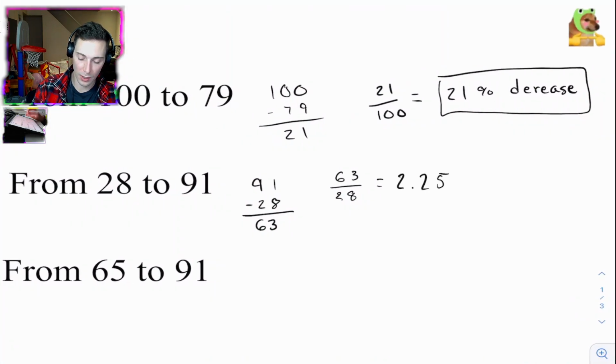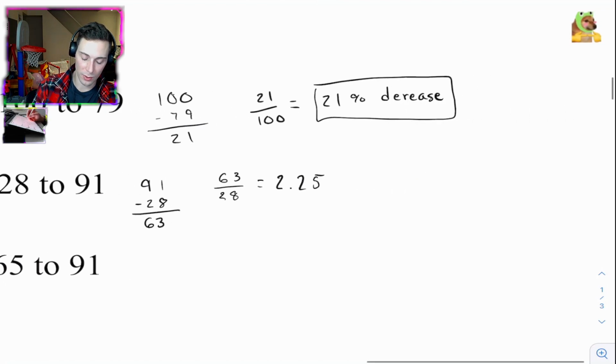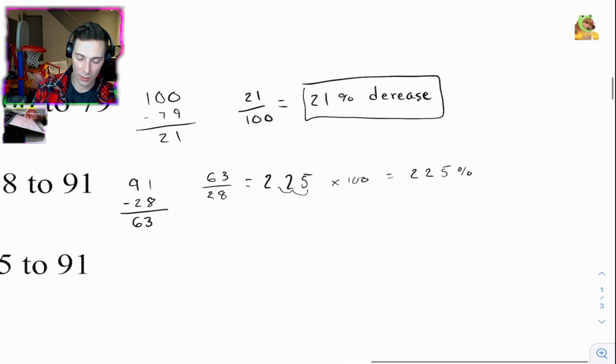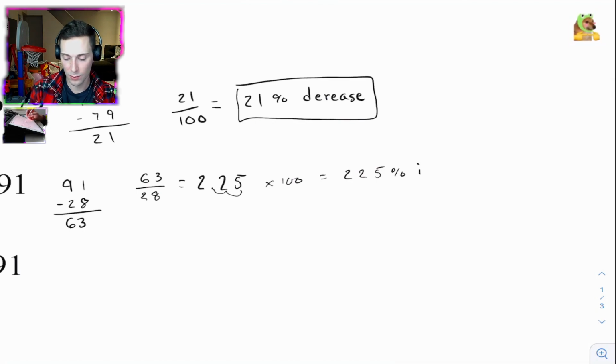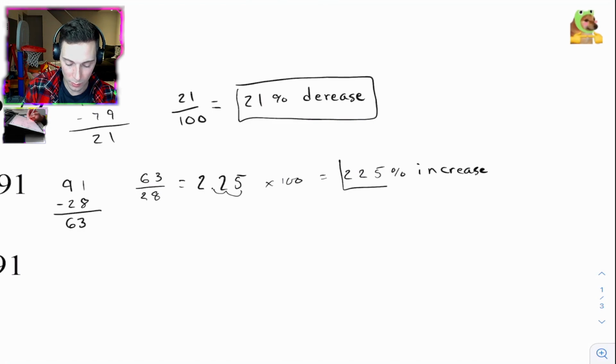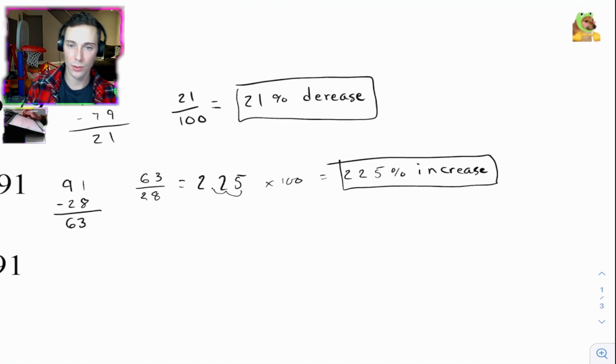2.25. And that is going to be multiplied by 100. Move that decimal place over 2 spots. 225% increase. Square our answer here. 225% increase. Okay.